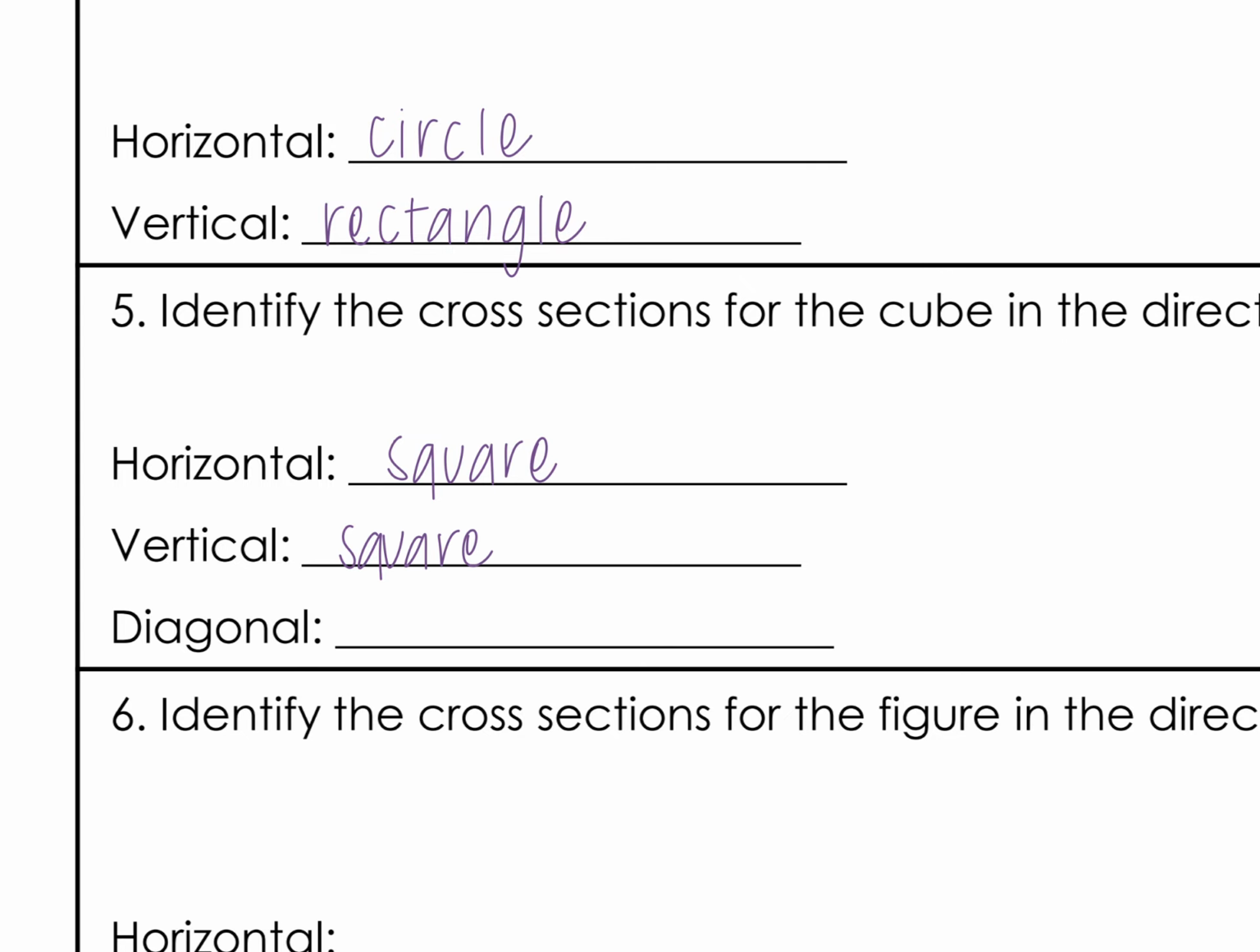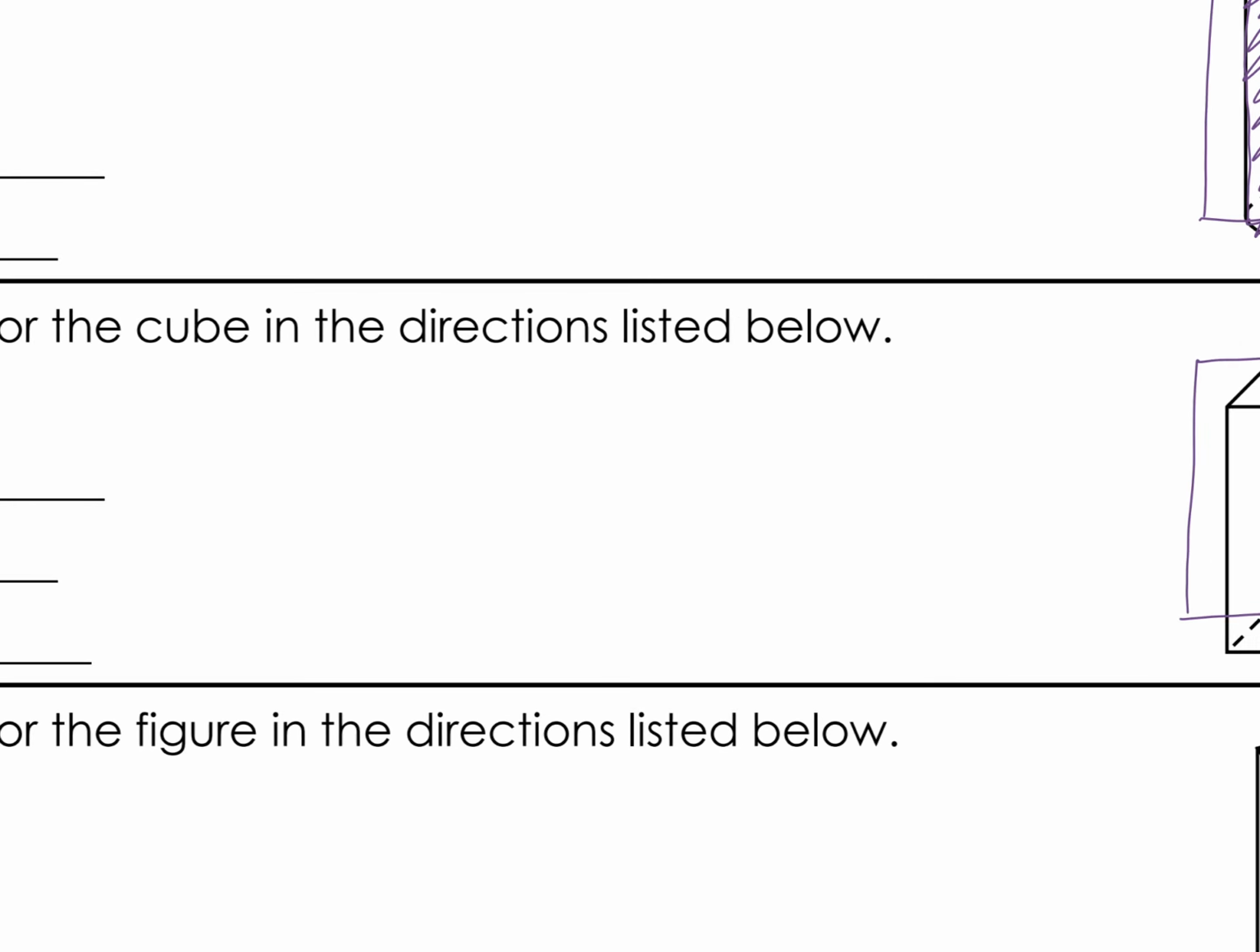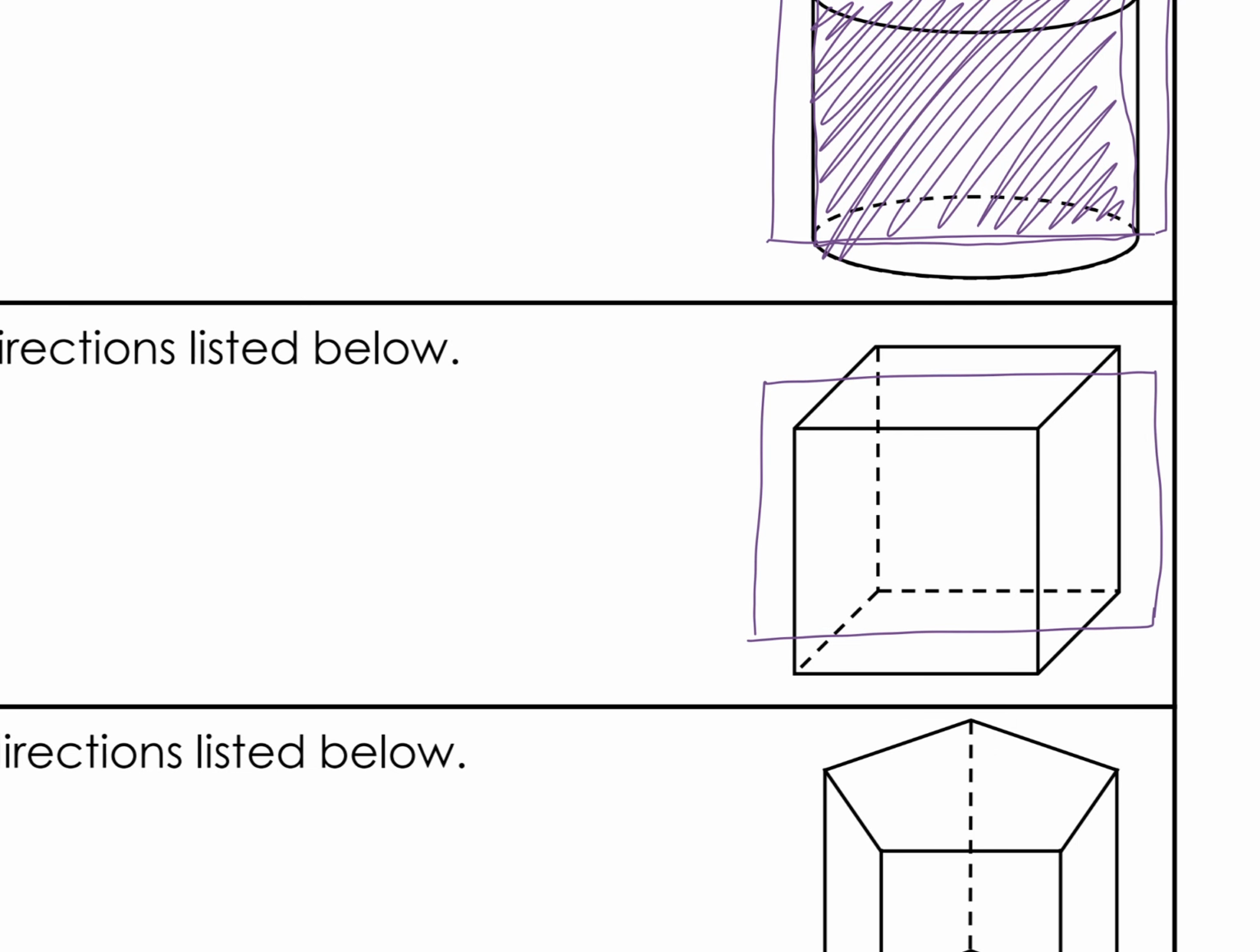Now, the one that was kind of confusing for some kids in class was the diagonal. So a lot of y'all kept with that pattern. We had square, square. You said we were going to have a square. But if I were to, through my vertices here, diagonally slice through this figure, some of you might be able to already tell what the shape is going to be, but it is a rectangle. And let me explain why.